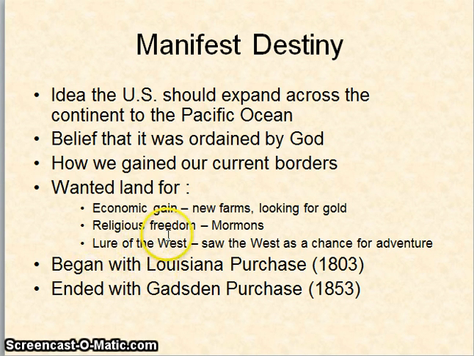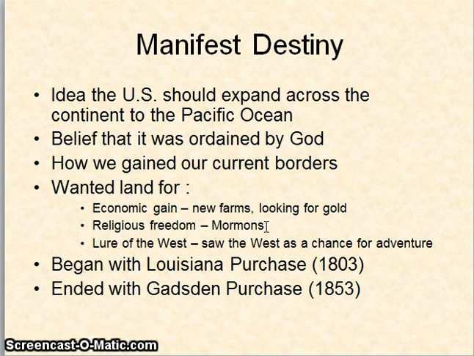There's religious freedom. Okay, so like the Mormons, who are founded in the New England area, are going to be persecuted for their religious beliefs. They're going to want to move west. And then there's the lore of the West. There's people who are adventure seekers, people who just naturally want to go ahead and have some sort of adventure.